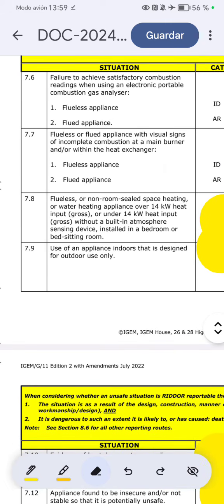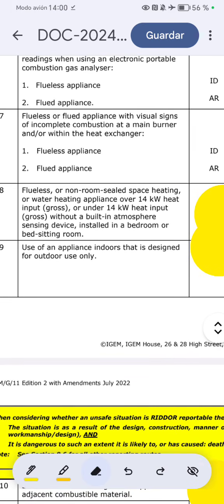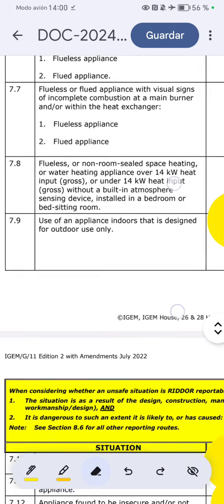7.8. Flueless or non-room sealed space heating or water heating appliance over 14 kilowatt heat input or under 14 kilowatt heat input gross without a built-in atmosphere sensing device installed in a bedroom or bedsit. So flueless appliance over flued appliance or non-sealed appliance. Okay, I'm going to say this is ID. At risk. I've got 5 wrong so far.